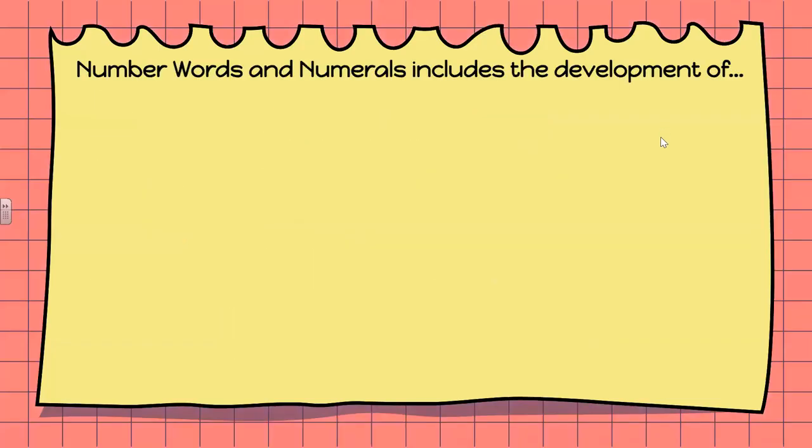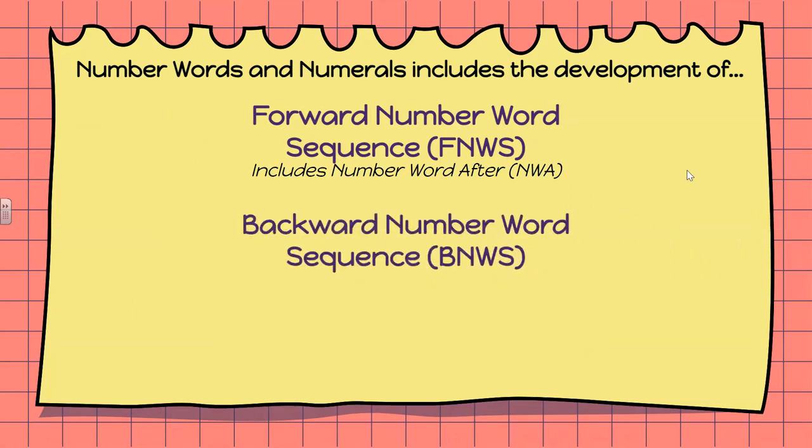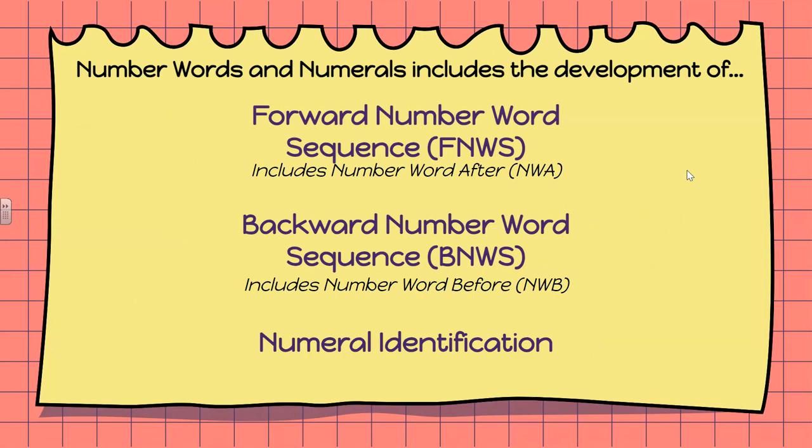So number, words, and numerals includes the development of 3 main things. The forward number word sequence, which includes knowing the number right after a given number. The backward number word sequence, which includes the number right before a given number, and numeral identification. The development of these 3 topics is laid out pretty clearly in your manual. Each of them has a progression of 5 levels.